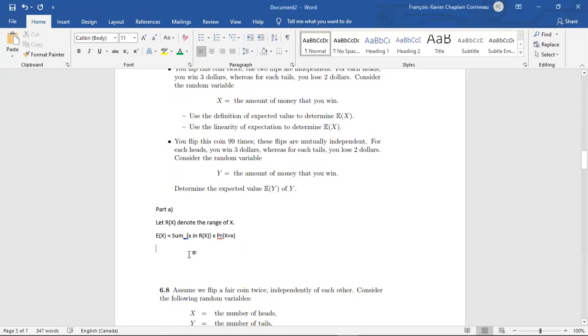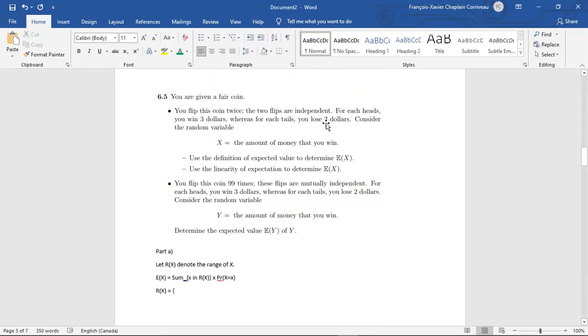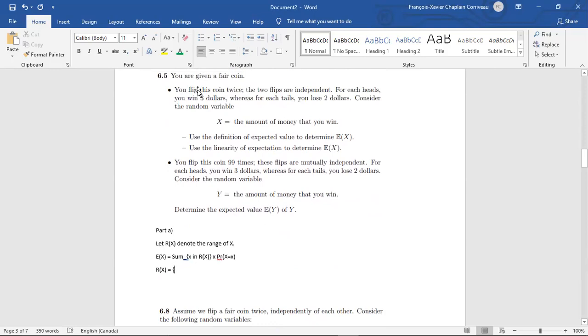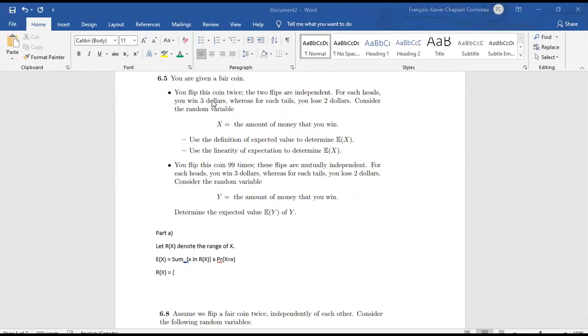Here we don't have a choice but to describe the set. It's not all possible values from -4 to 6, right? So what could happen? I have two flips, so I really have 4 different outcomes: heads heads, heads tails, tails heads, or tails tails. If I have heads heads, how much money do I win? Well, I get 6, right? You don't need to write this in order. This is the biggest amount, but it's a set, so order doesn't matter.